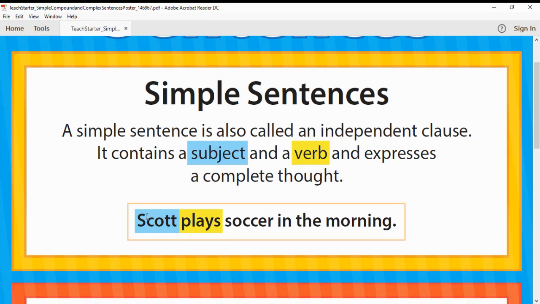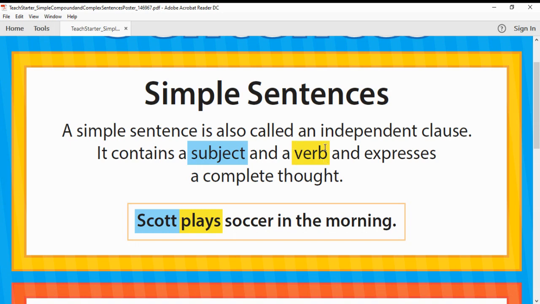So in this example down here, our subject is Scott. So if we took away Scott, plays soccer in the morning does not make sense. We need to know who is playing soccer, and it is Scott. It could be an animal, it could be a person, or it could be a thing, especially if you're writing a fairy tale.